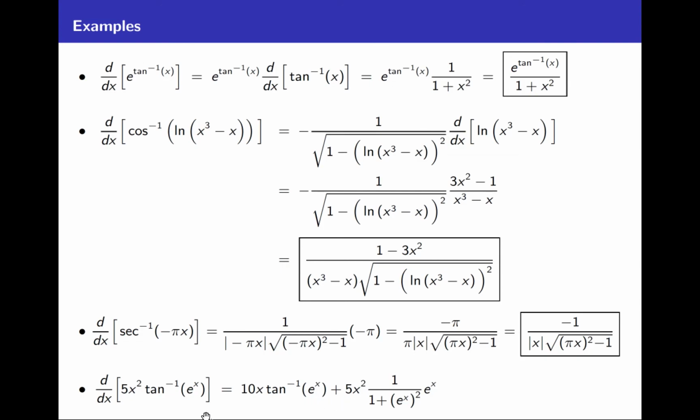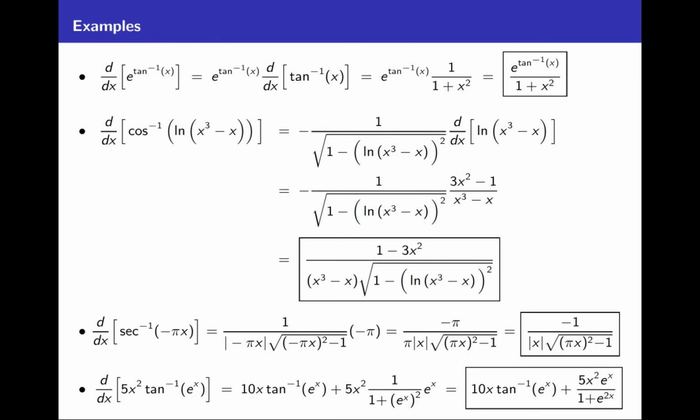Then plus, the other way around, your first function, 5x squared, times the derivative of tangent inverse of e to the x. That's tangent inverse of a g of x, and that derivative would be 1 over 1 plus g of x squared times g prime of x, or 1 over 1 plus e to the x squared times e to the x. And just cleaning that up a little bit, we get 10x tangent inverse of e to the x plus 5x squared e to the x over 1 plus e to the 2x. That's our answer.